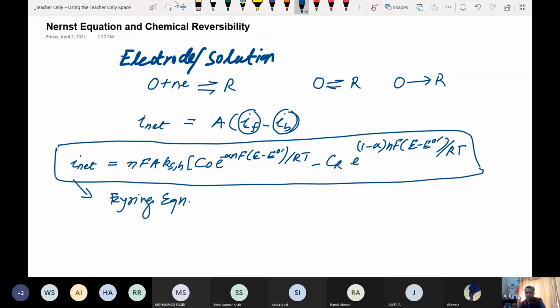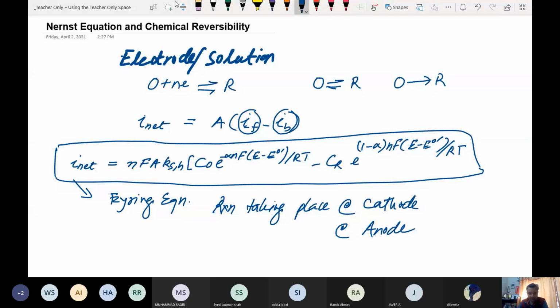This Eyring equation gives you a complete behavior, because it tells you about the reaction taking place at the rate of the cathode as well as at the rate of the anode, that is, both of the reactions. It gives you complete information on the net balance of the reaction and where the current is going to flow. I guess all of you agree with that. So this is the Eyring equation.